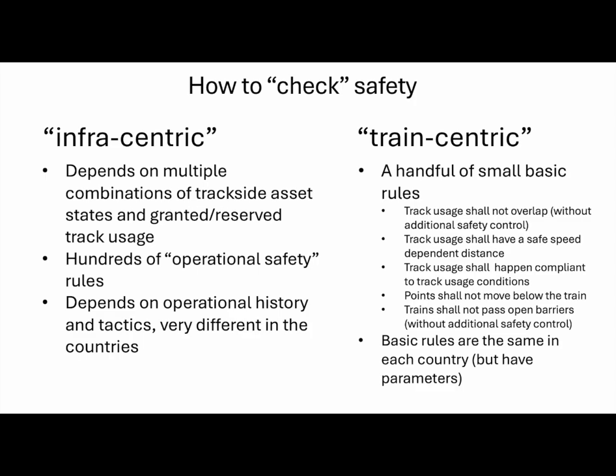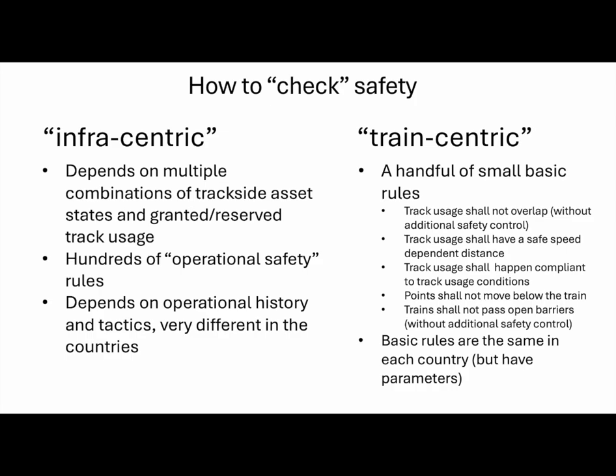infrastructure-centric safety checks, what you do, and this is something like a binary logic tree, is you check the combination of trackside assets in combination with the already granted or reserved track usage like routes. So it is combining trackside states. And the rules for the trackside states are quite complex. This is always the case when you have binary trees or decision trees, that they get very large and complex because you have to handle all situations.